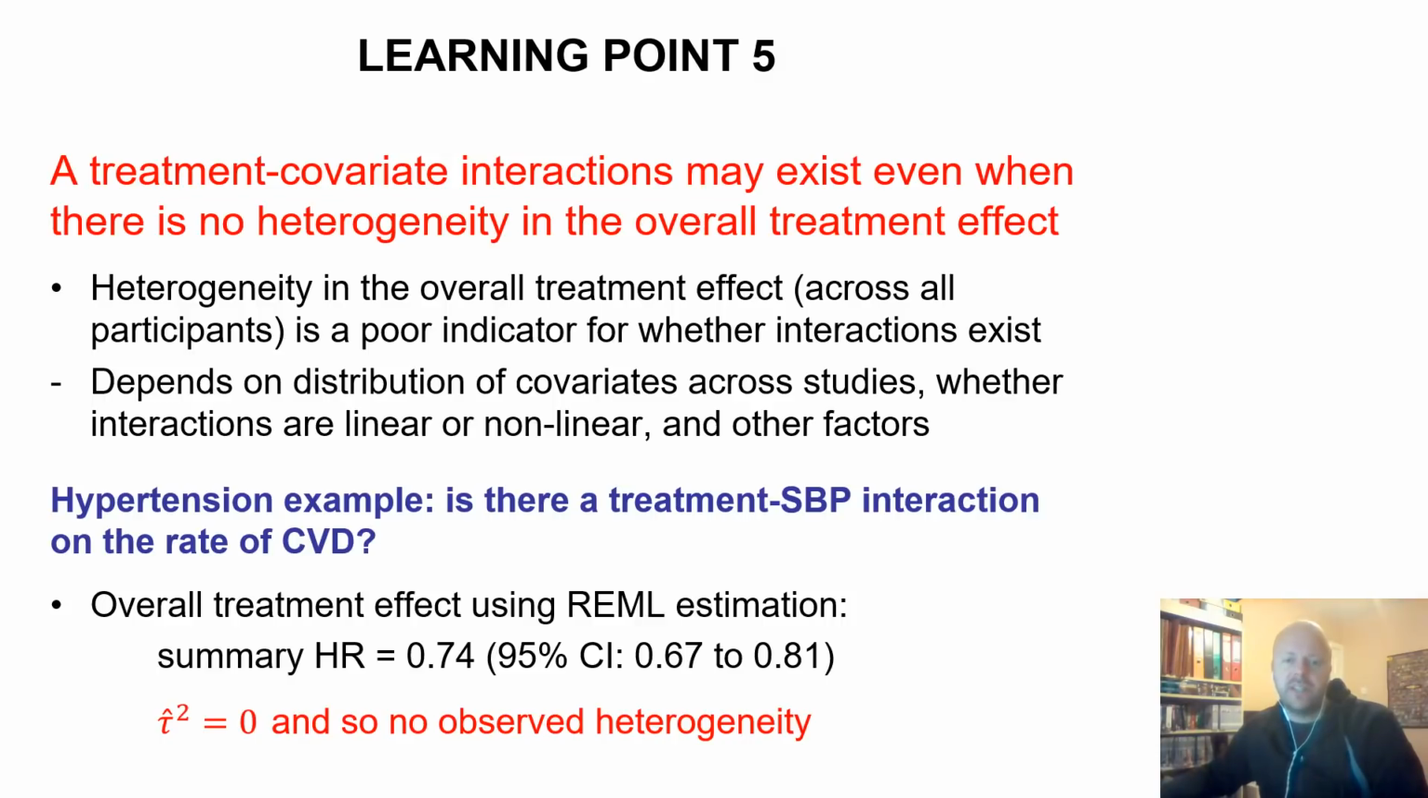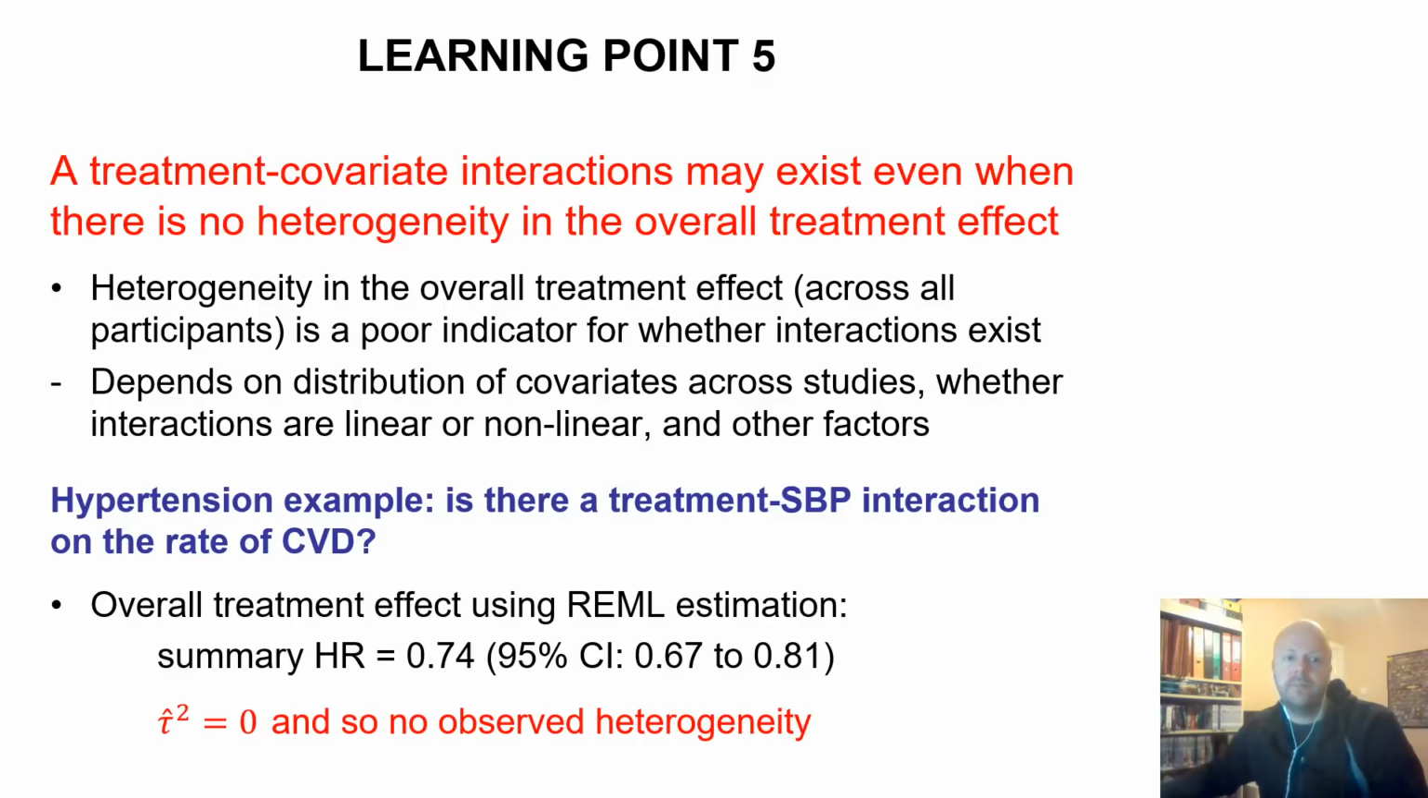In the hypertension dataset again, we looked to see whether there was an interaction between baseline blood pressure and the treatment effect on cardiovascular disease. When we looked at the overall treatment effect on cardiovascular disease, there was no evidence of any heterogeneity. There was strong evidence the treatment was effective, but tau squared was 0, no evidence of heterogeneity in the overall treatment effects.